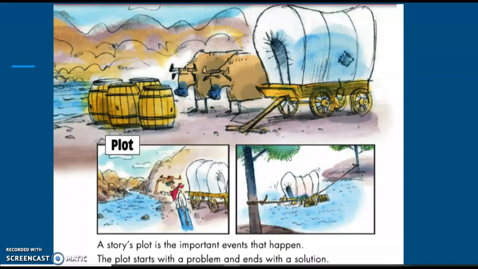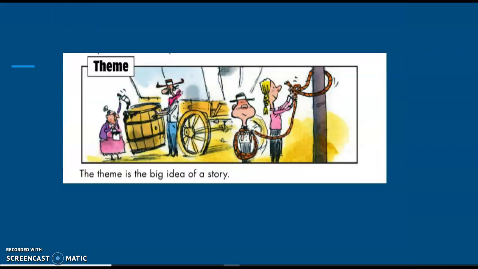A story's plot is the important events that happen. The plot starts with a problem and ends with a solution. The theme is the big idea of a story.